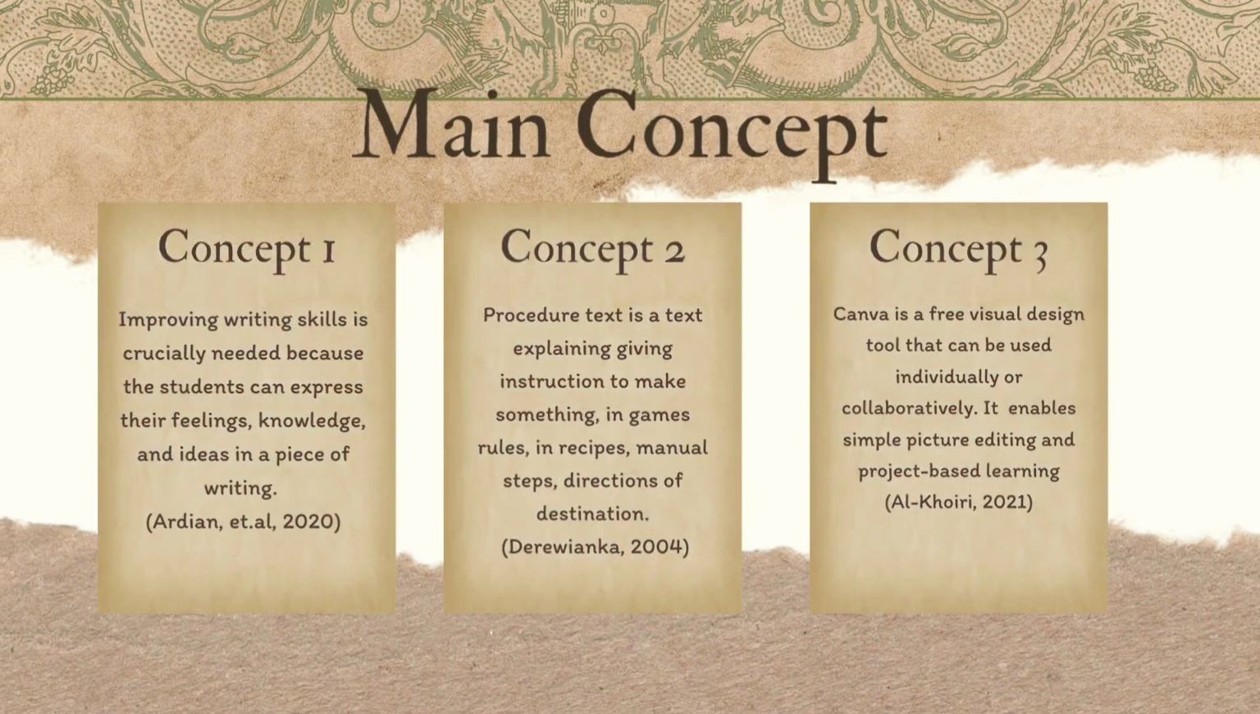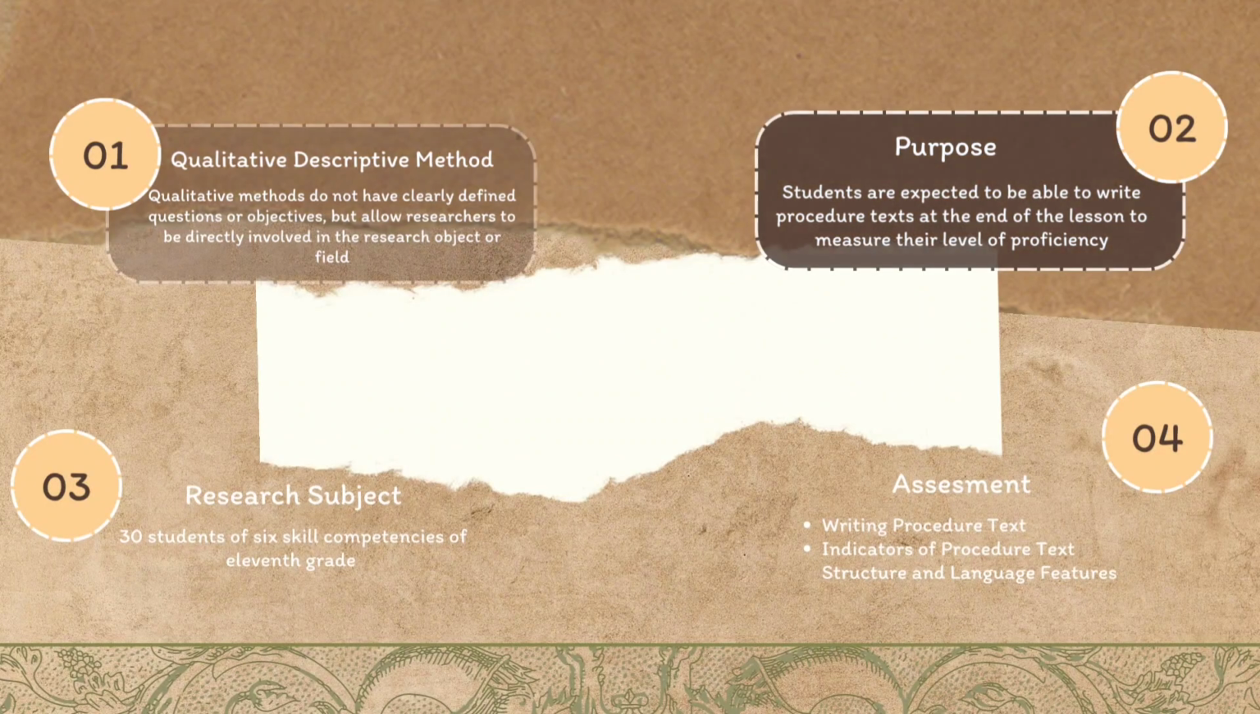In this study, we have three main concepts. The first concept is improving writing skill, which is crucially needed because students can express their feelings, knowledge, and ideas in a piece of writing. For concept 2, we focus on procedural text, a text which explains and gives instruction to make something, such as games, rules, recipes, manuals, and step directions. For concept 3, we see Canva as a very visual design tool that can be used individually or collaboratively, and it enables simple picture editing and project-based learning.